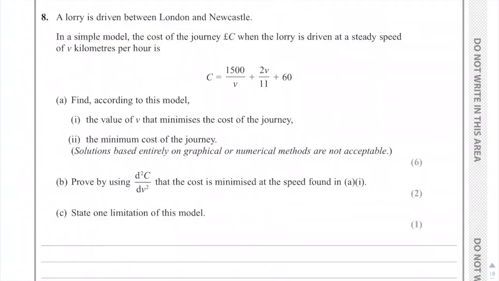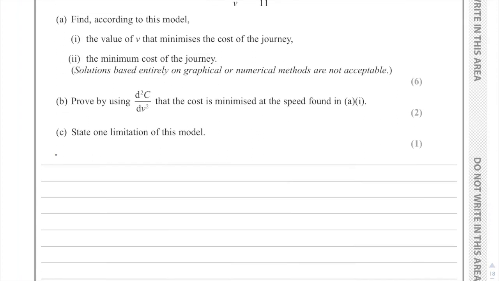Question 8 says a lorry is driven between London and Newcastle. In a simple model, the cost of the journey, £c, when the lorry is driven at a steady speed of v kilometers per hour, is c equals 1500 over v plus 2v over 11 plus 60. Part A says find, according to this model, the value of v that minimizes the cost of the journey. So that's the first part A.